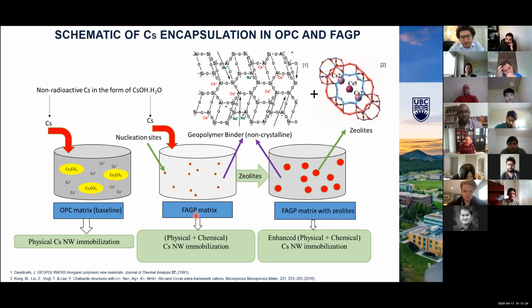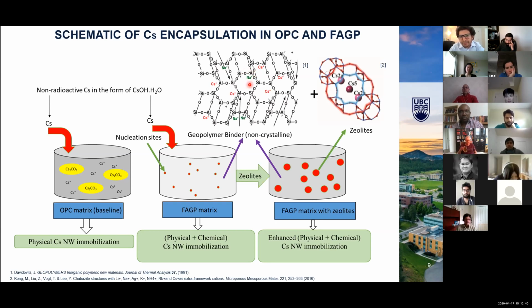But if we look into the fly ash geopolymer, which could be amorphous or partially crystalline in nature, if we look into the amorphous molecular structure, then we see that the tetravalent aluminum here is charge balanced by sodium, and it can be replaced by cesium plus ions as well. Which in turn will give it a chemical bond within the material and prevent cesium from leaching out.